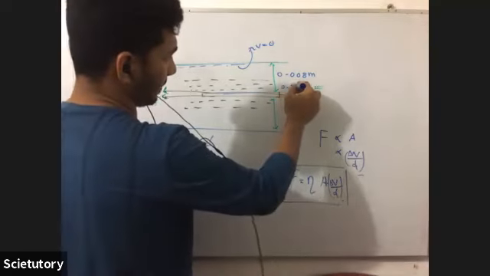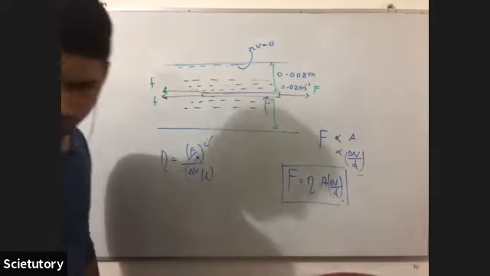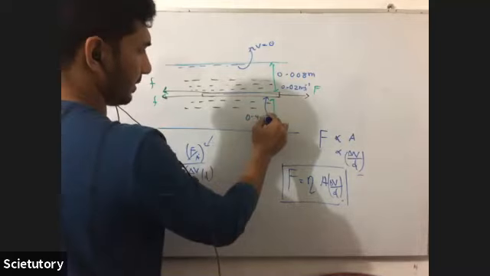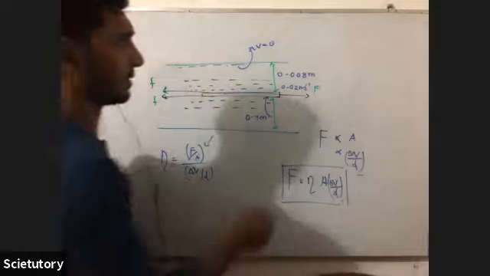0.02 meters second minus 1. What is the surface area? 0.4 meters square. What is the viscosity? 0.072 Pascal second.